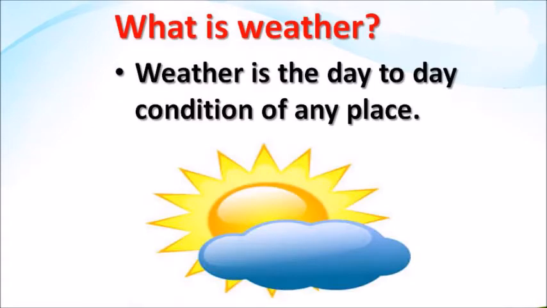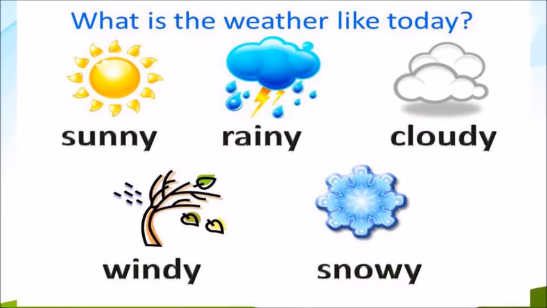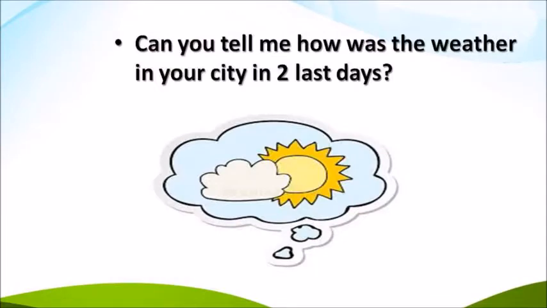Okay students, our first topic is what is weather? Weather is the day-to-day condition of any place or any area of the world. For example, what is the weather like today? Today is sunny, rainy, cloudy, windy, snowy, etc. Okay dear students, can you tell me how the weather was in your city in the last two days?